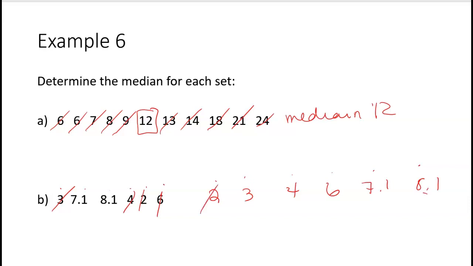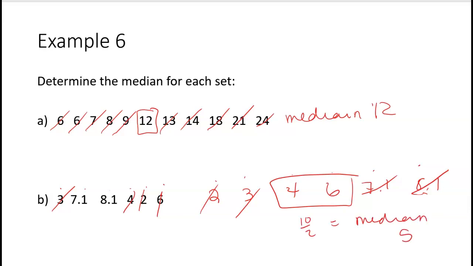So now bottom, top, pause. Bottom, top, pause. And I'm left with 4 and 6. So I'm going to add them together. 4 plus 6 is 10, divided by 2. My median is 5.